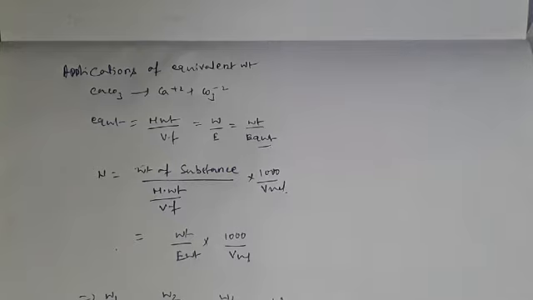Next, suppose C6H12O6 weight equal to 1.8 grams and molecular weight equal to 180, and normality equal to 1.8 by 180 by 1 into 1000 by VmL.